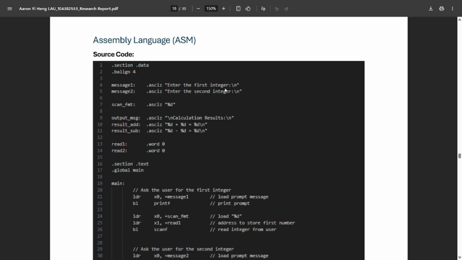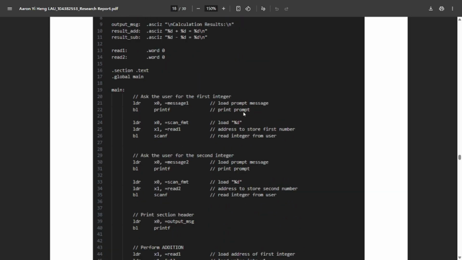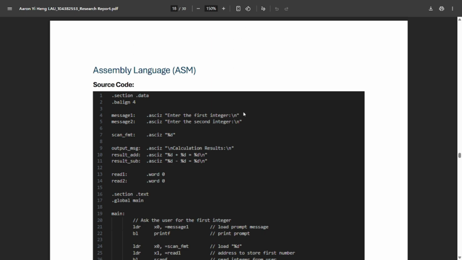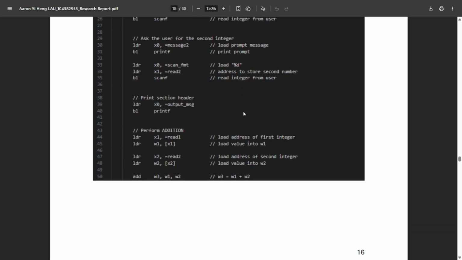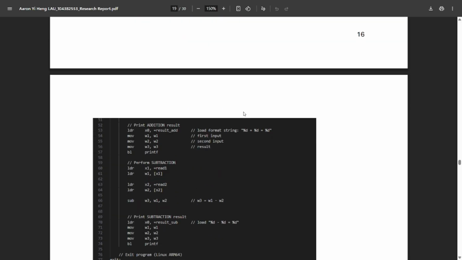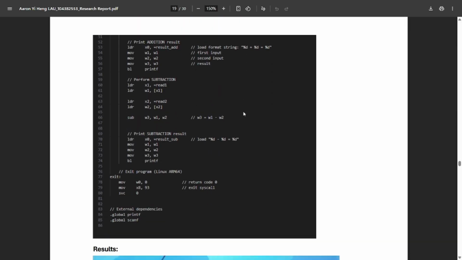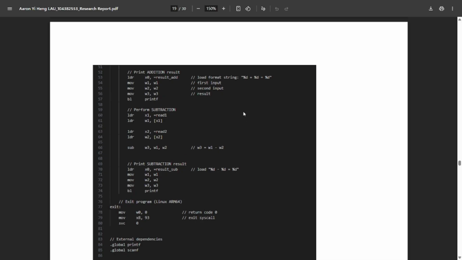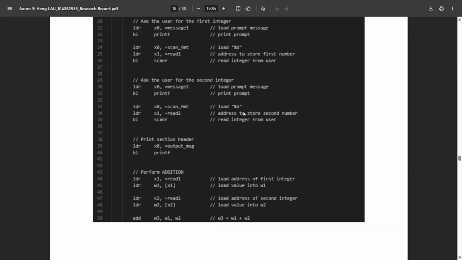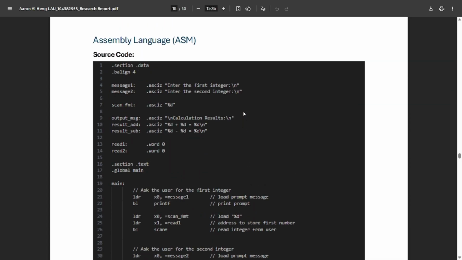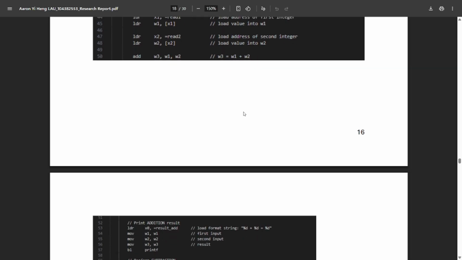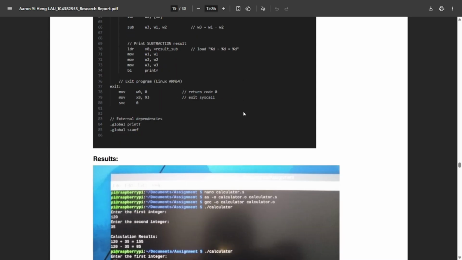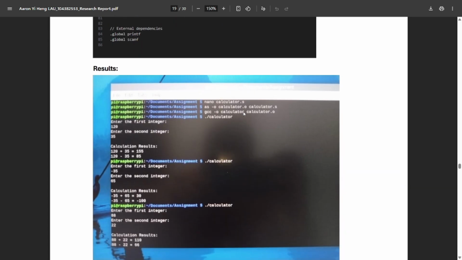Unlike Python, assembly works extremely close to the hardware. Every instruction directly controls the CPU, from moving data into registers to performing arithmetic and jumping between instructions. Because of this low-level nature, the assembly version of the calculator is much longer and more complex. I have to manually manage things like register memory locations, branch logic, and input-output routines. Even simple tasks like adding two numbers or printing a result require multiple instructions. Writing assembly is slower, more technical, and much easier to make mistakes in.